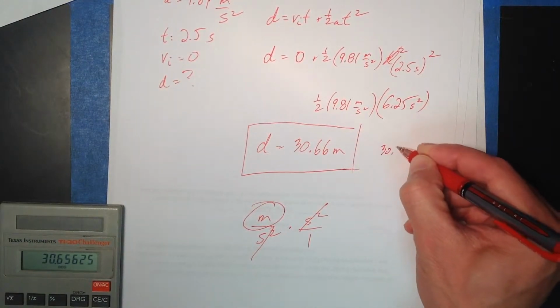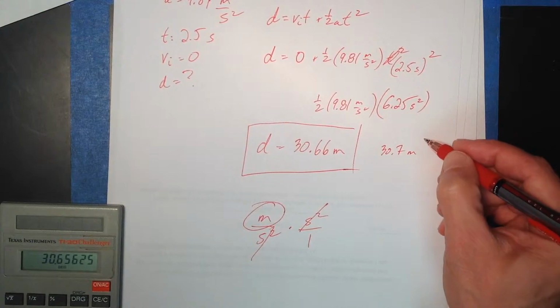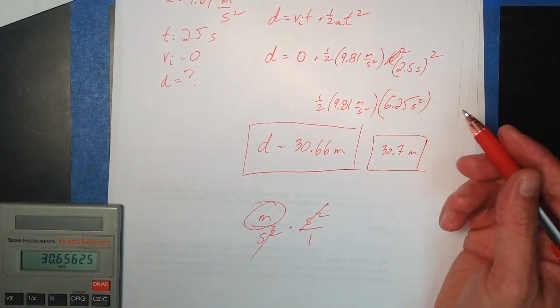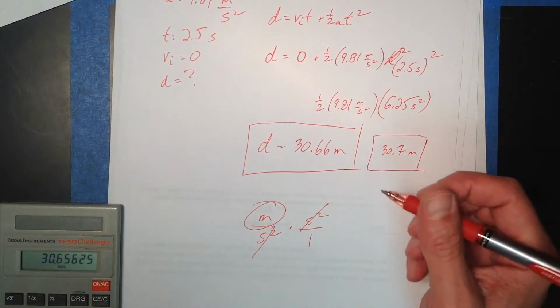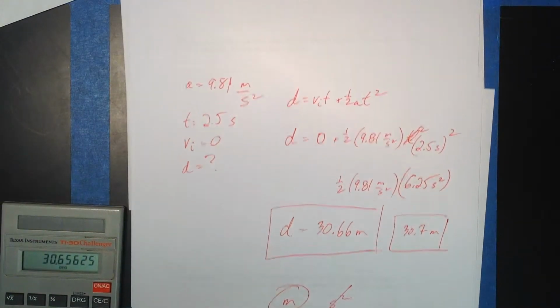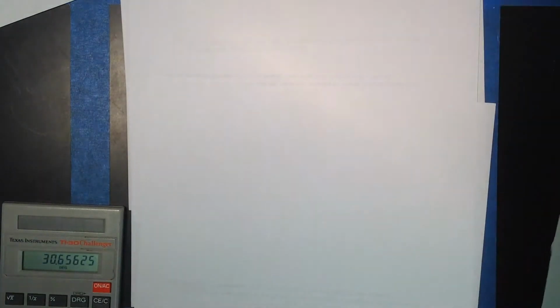Maybe you'd round it to 30.7. It doesn't really say what to round to, but that's okay. But always check, because if you get meters per second for distance, that's not right. If you get meters per second squared, or seconds for distance, we don't measure distance in seconds. So that is a very good check, and you should be doing that.